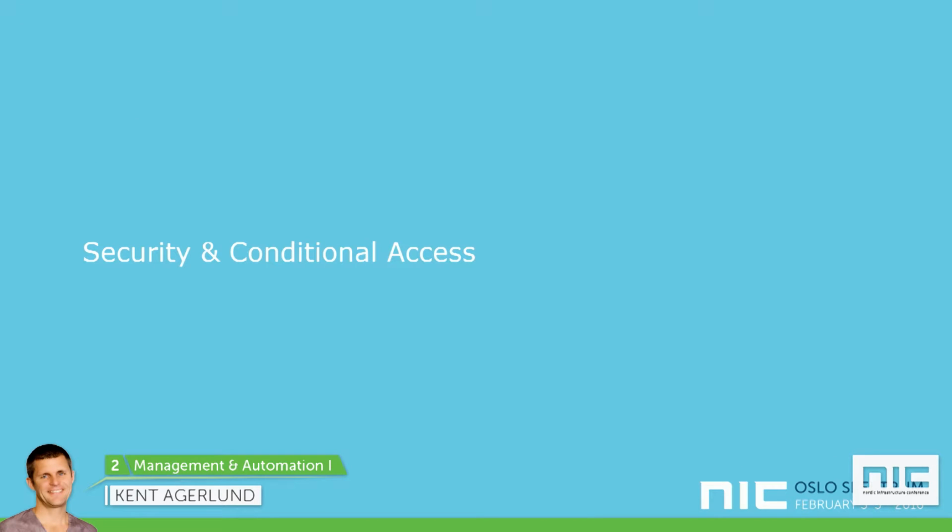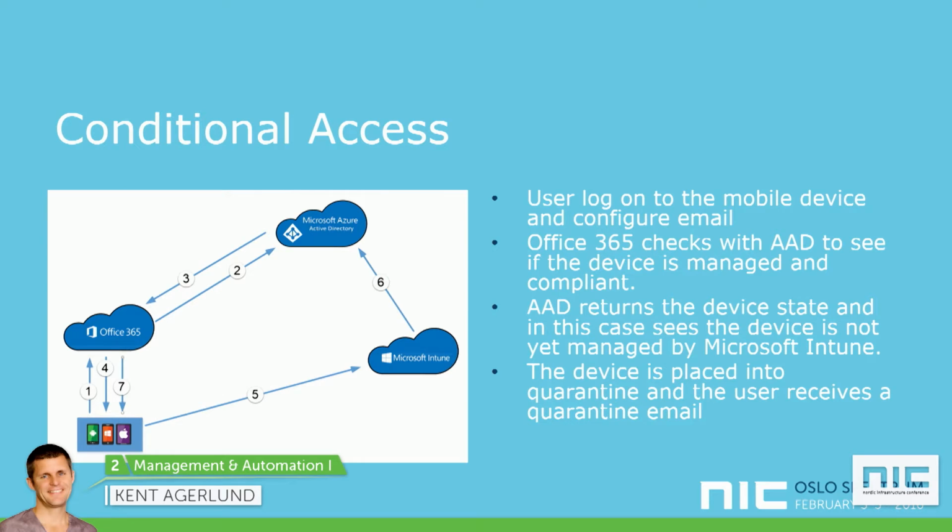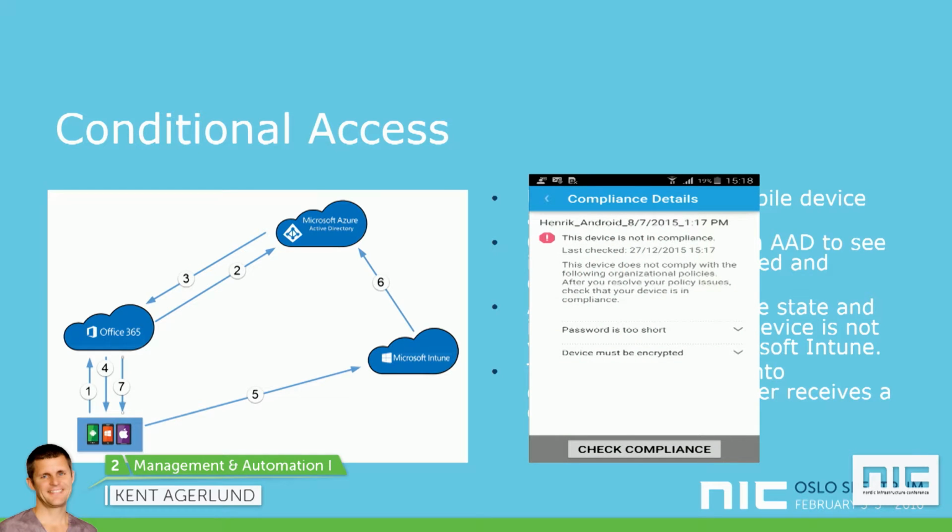The next thing we want to look into is your security and your conditional access. And there are differences in here. If you have Exchange Online, you're good. A user will log on to the mobile device, configure the mail that happened automatically before. Office 365 will check with Azure, see if the device is enrolled and managed and compliant and all of that. And if not, then I'm going to give them a mail like this. Sorry, Henrik, your device is not compliant with our company policies.